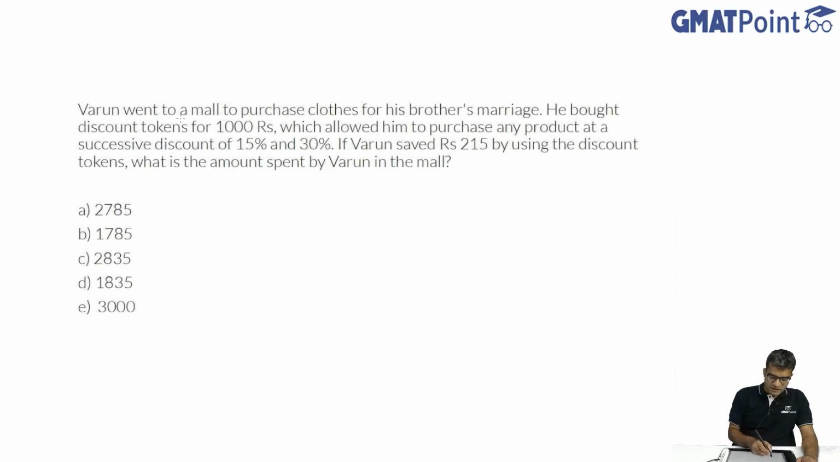In this question, we are told that Varun went to a mall to purchase clothes for his brother's marriage. He bought discount tokens worth rupees 1000 to avail a successive discount of 15% and 30%. Because of this transaction, Varun saved rupees 215. What is the amount spent by Varun in the mall?